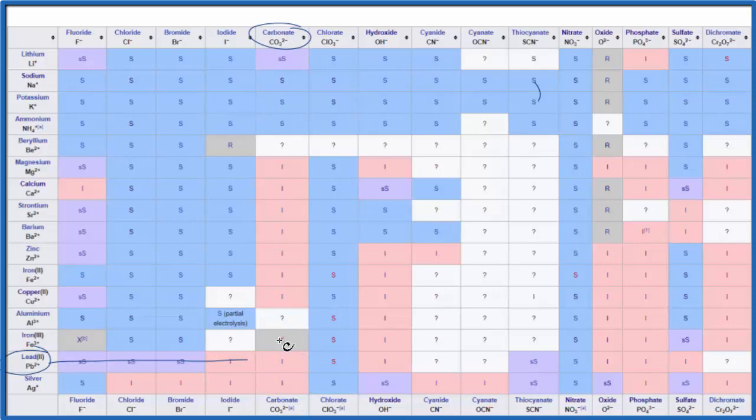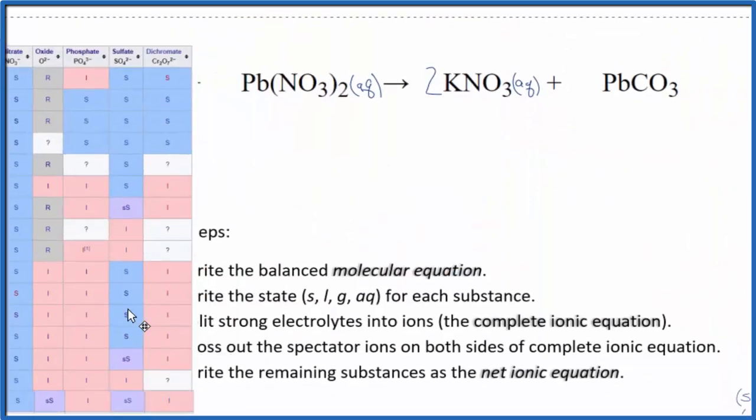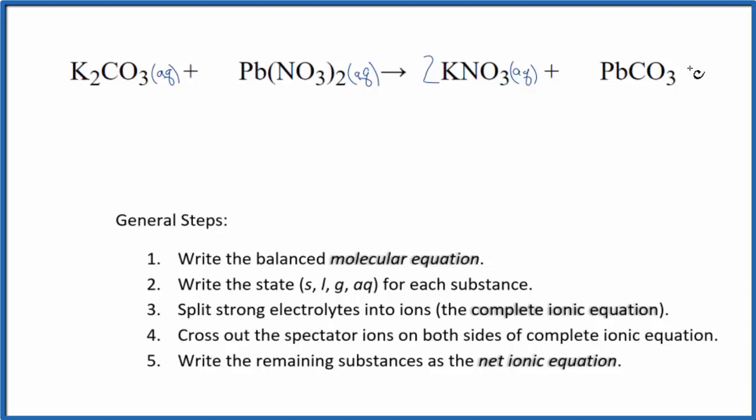It's not going to dissolve, so it's going to be a solid. So we'll write s after the lead(II) carbonate. In fact, it's going to fall to the bottom of the test tube when these two react in a precipitation reaction. So we have our states.